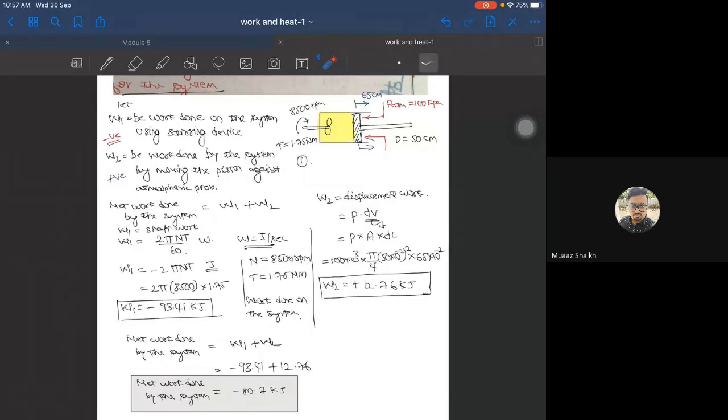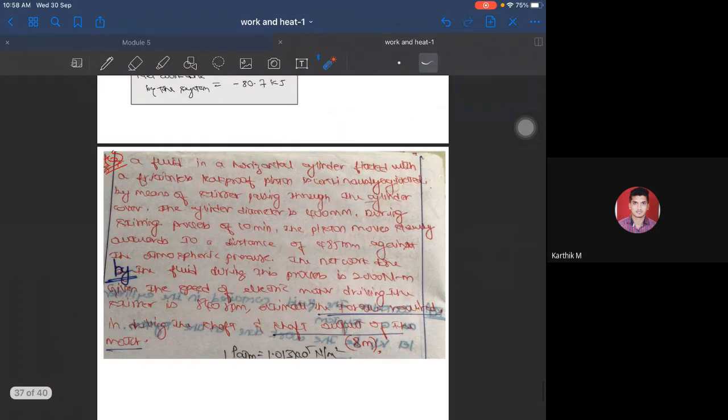Okay, I think it would be done. Shall we move to the next, which is very much similar to the present problem? Shall we? Yes, sir. So take the next problem.